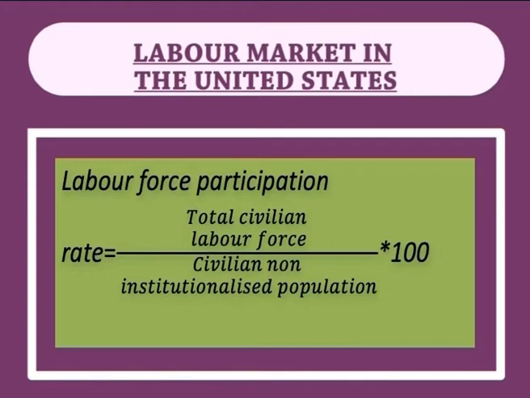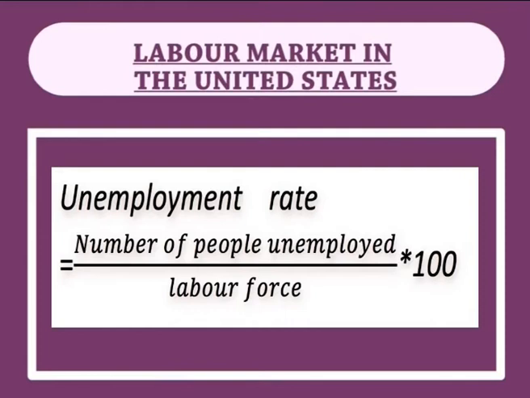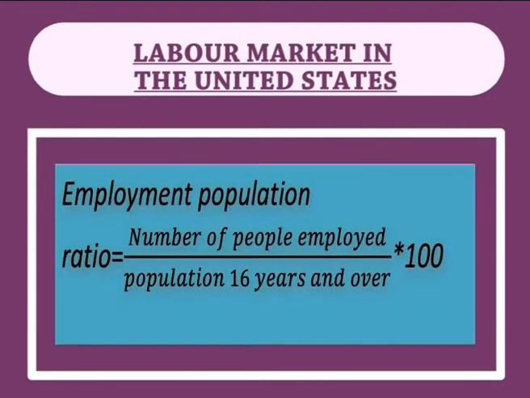It is the total civilian labor force divided by the total number in the civilian non-institutionalized population, and this ratio is then multiplied by 100 and expressed as a percentage. Equation 3 shows the rate of unemployment, which is the number of persons unemployed as a percentage of the labor force. Equation 4 shows the employment population ratio. It is the ratio of the number of people employed to population 16 years and over, expressed as a percentage.